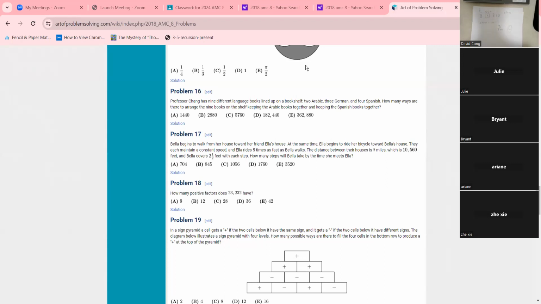So this one's C. This one is not a hard one. You just have to pay attention that even though you arrange these bundles and the German books, you can also arrange the books within each bundle. And you also have to pay attention that all the books are different.